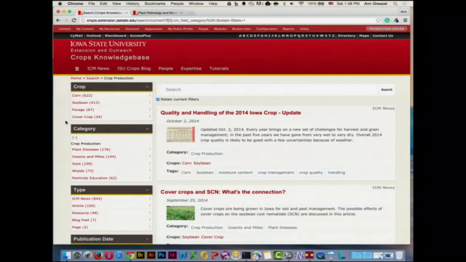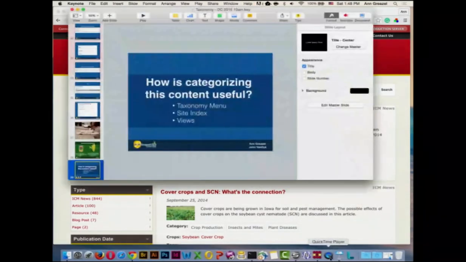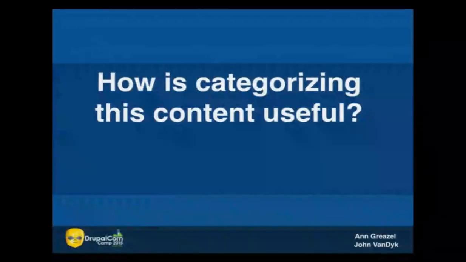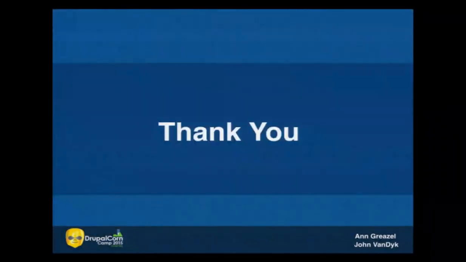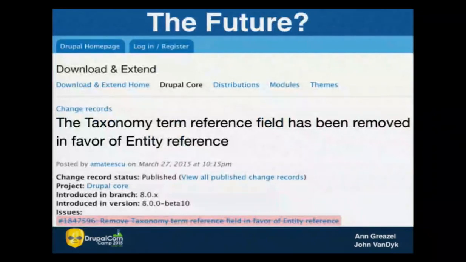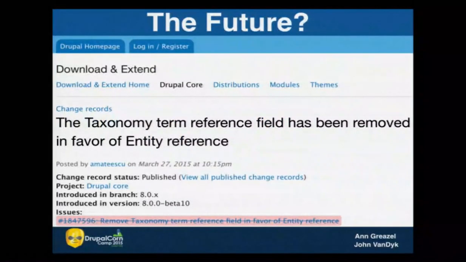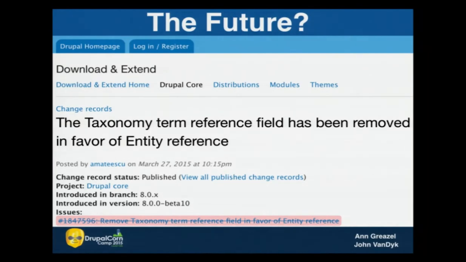So I wanted to just really briefly talk about the future of taxonomy as Drupal 8 comes up. Because you want to make sure that the stuff you do is going to translate into the next version of Drupal 8, right? And it turns out that as of Drupal 8 Beta 10, the taxonomy term reference field, which is what we've just been telling you to use, is actually going away. However, it sounds scary, but really it's not.